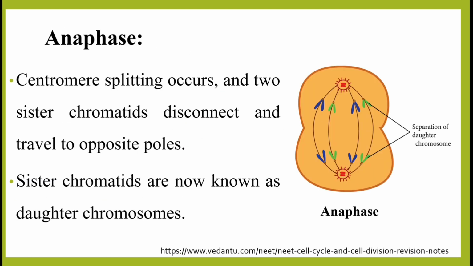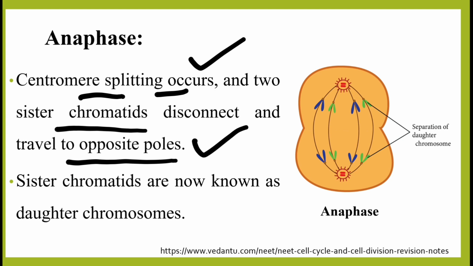Then after metaphase, anaphase is there, where centromere splitting occurs and two sister chromatids disconnect and travel to the opposite poles. Sister chromatids are now known as daughter chromosomes. So from the middle they split, the sister chromatids separate, disconnect from each other and travel to the opposite pole.